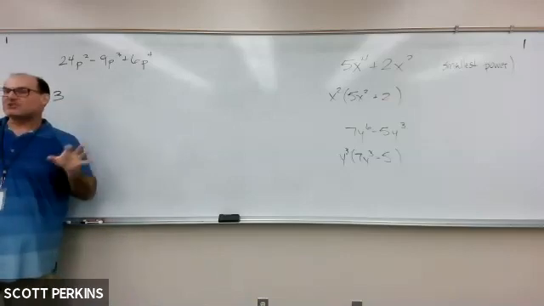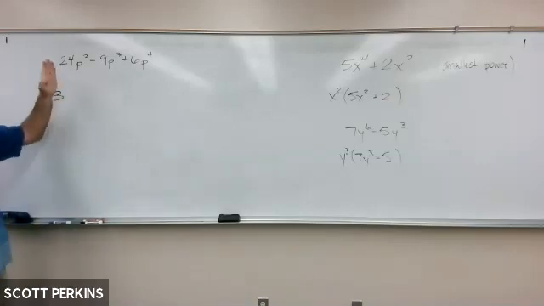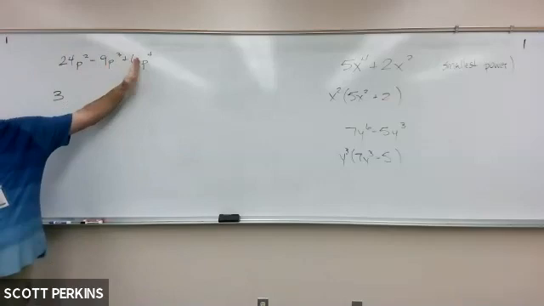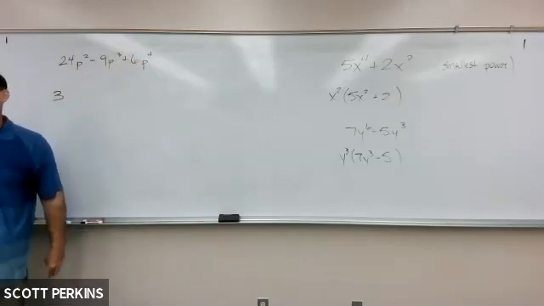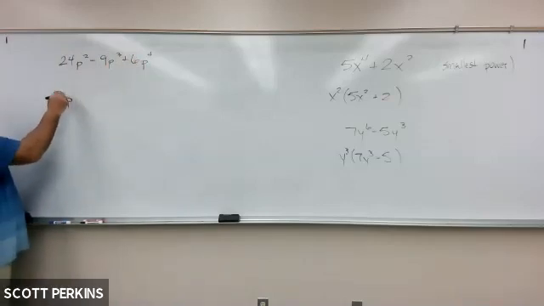Now I'm going to forget the coefficients. I'm just going to look at the variables. I've got 2 p's, I've got 3 p's, I've got 4 p's. How many p's can I factor out? Always the smallest power, 2 p's. Yep.